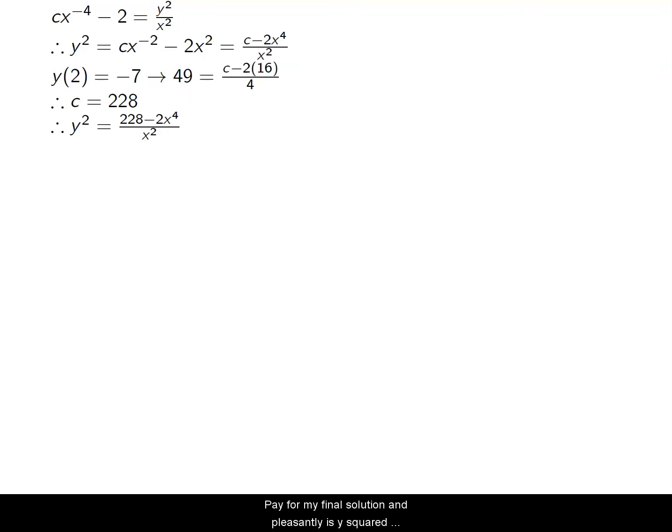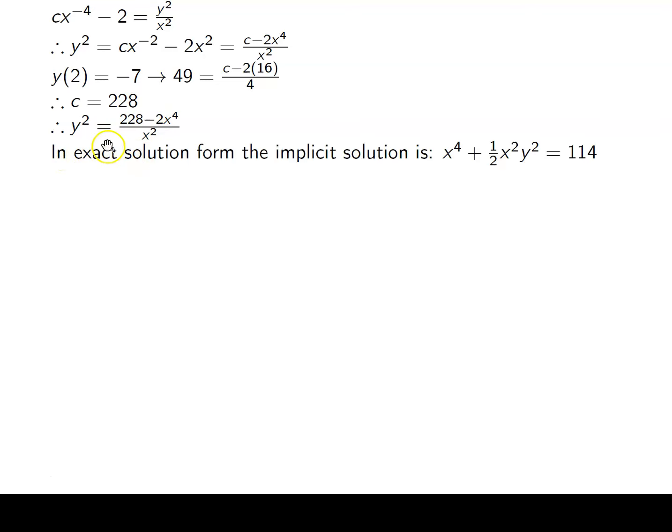So therefore, my final solution implicitly is y squared equals 228 minus 2x to the 4th all over x squared, okay? Now, if we put it in exact solution form, remember exact solution form is some function equals a constant. I need to move all of this stuff over to the other side, equal to my constant value. And so you should get something like this.